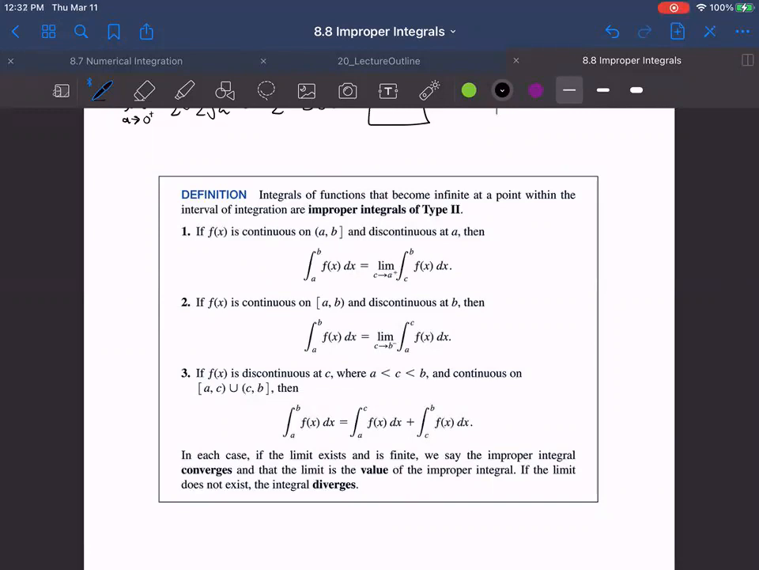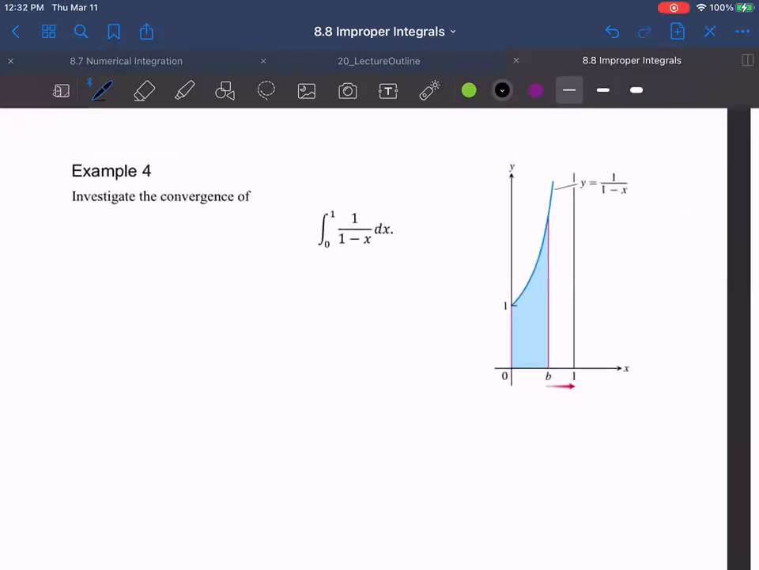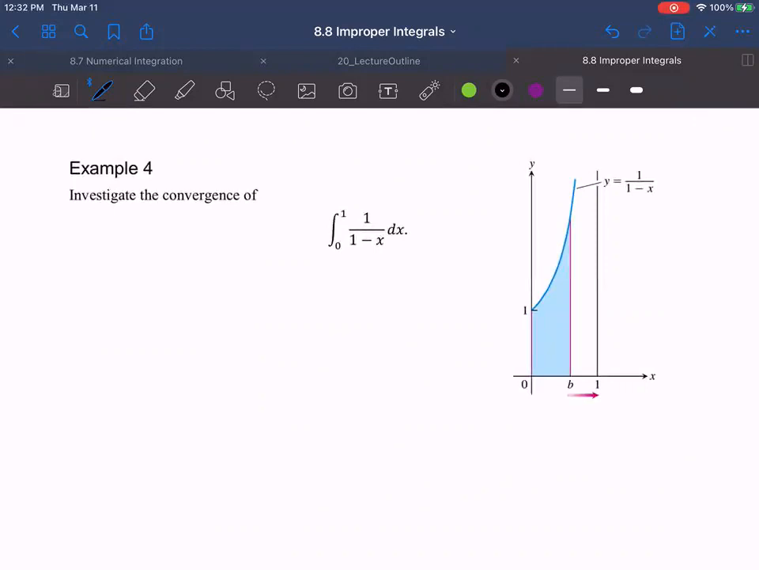Okay, any questions? All right, let's investigate this one. Investigate the convergence of 1 over 1 minus x integrated from 0 to 1. Our integral is from 0 to b, right? Because we're asymptoting at 1, of dx over 1 minus x. And then we'll let b go to 1 from the negative side.